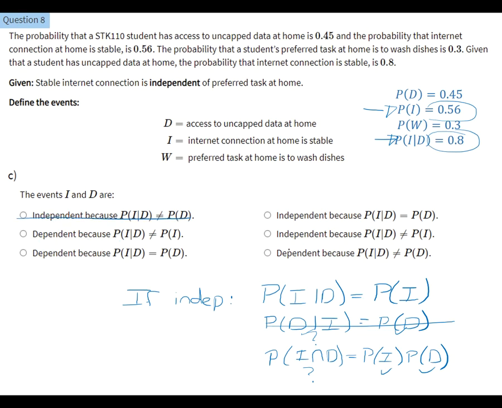So we can immediately go scratch out all of the independent ones, and then we just need to check our condition. So we've checked whether I given D is equal to I, and we have seen that they are not equal, so this one looks correct. This one is not something that we would ever check, and we also wouldn't go and check that one. So this is our correct option then.